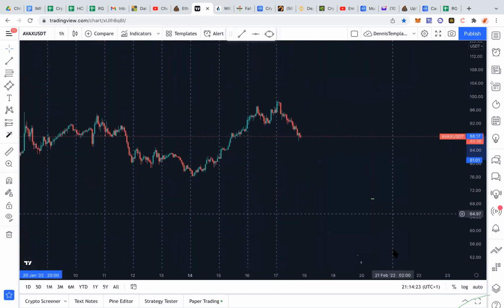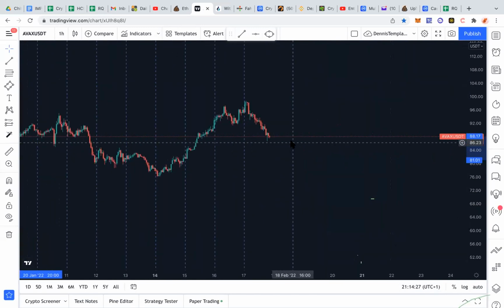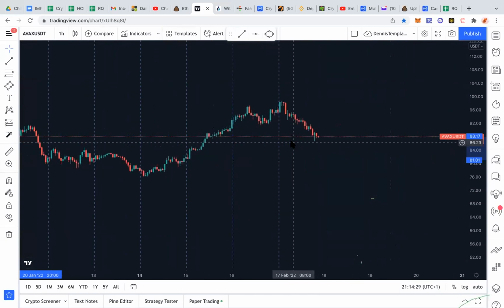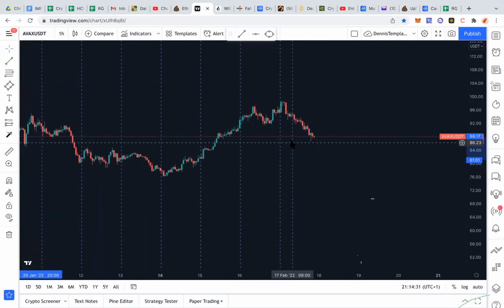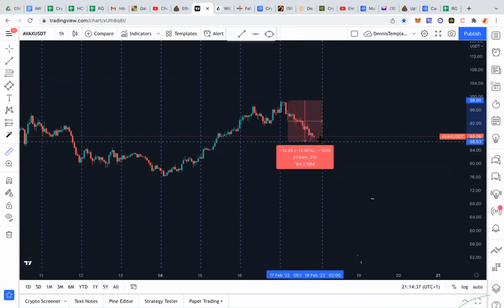I want you to take note of this thread, Avars. Take note of Avars. I am cycling Avars with this. Avars has crashed by how many percent today? I want somebody to write in the chat. How many percent can you see there? Avars has crashed by how many percent? 12 points. Yes, 13%, 12.4%.